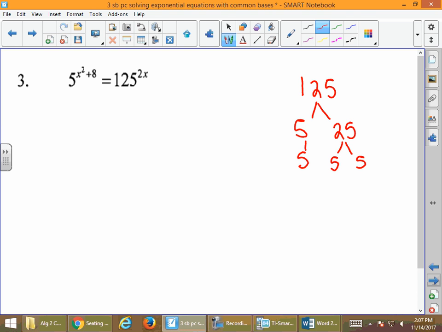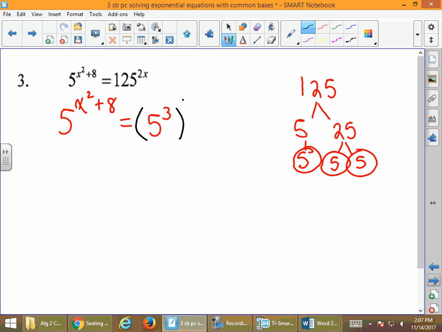And once we do that, we can write this equation in terms of like bases. We have 5 to the x squared plus 8. And over here, 125 is the same thing as 5 cubed, because when we simplify 125, it's 5 times 5 times 5. But don't overlook the fact that 125 is raised to the 2x.